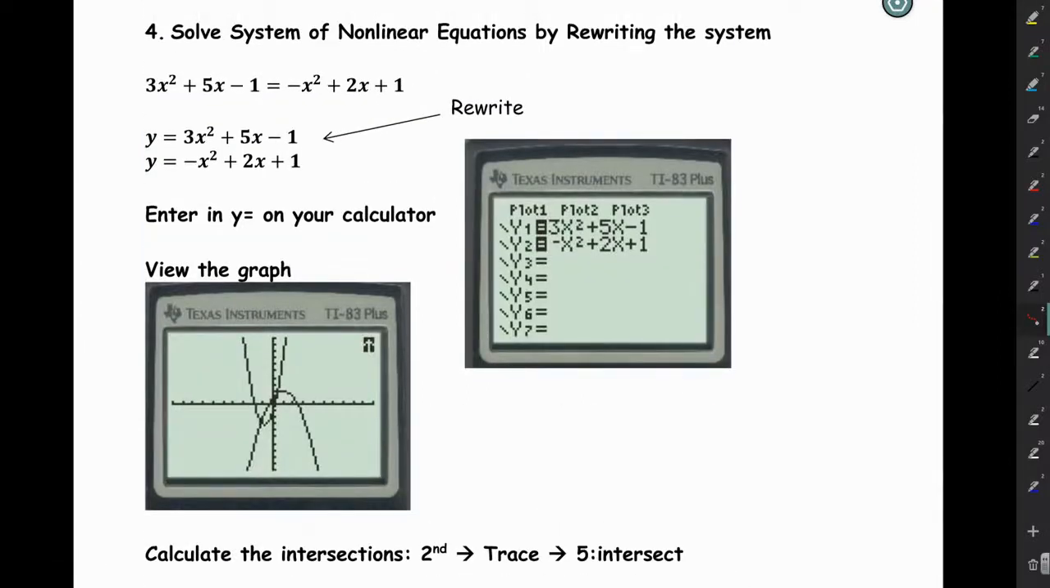It says solve a system of nonlinear equations by rewriting the system. So say we get this as our problem. What we could do is just rewrite it. We could put this as y sub 1 and this guy as y sub 2, rewriting that system. And then we would put those into our calculator and we would find the intersections. So let's go ahead and try that.